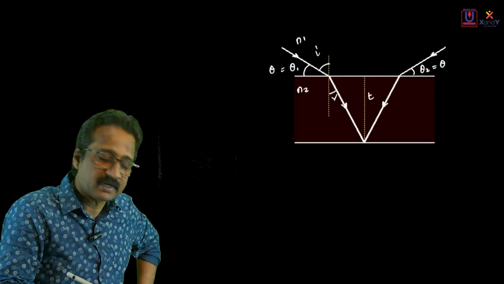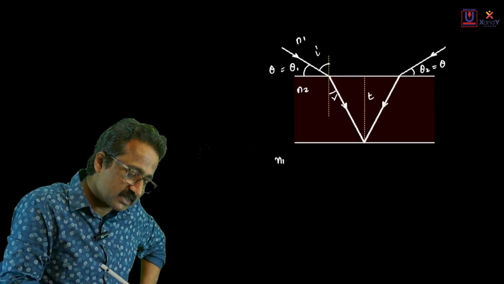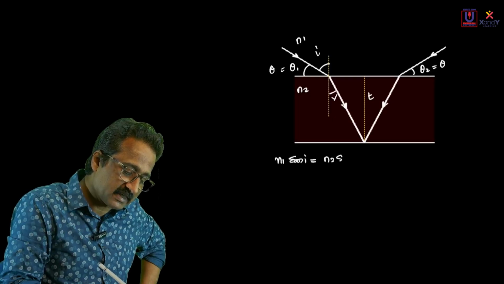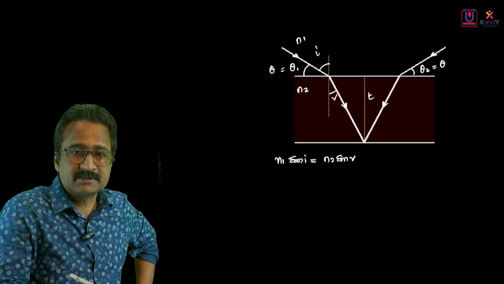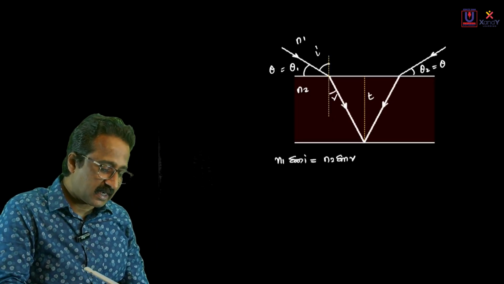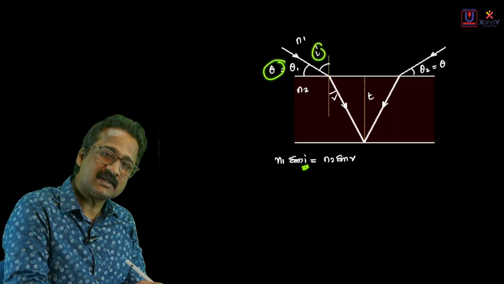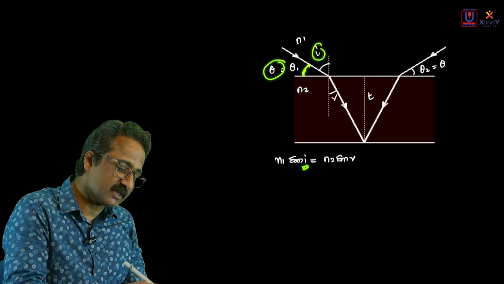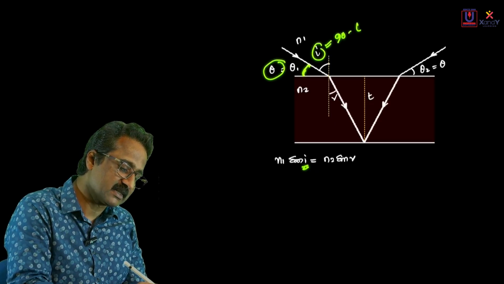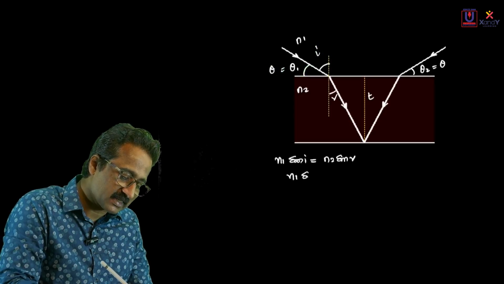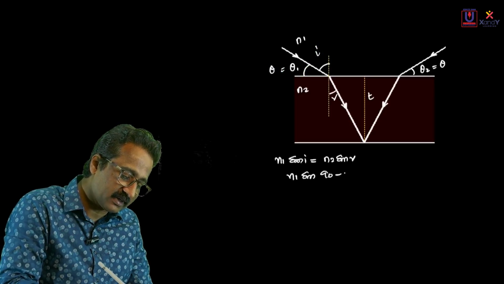Let's apply the law of refraction now. n1 into sin I, that is the angle of incidence, is equal to n2 into sin R. That is the law of refraction. Now this angle I is of course 90 minus theta, because this angle is theta, which means this is going to be 90 minus theta. So for I, I can use 90 minus theta. Let me rewrite the equation as n1 into sin of 90 minus theta.